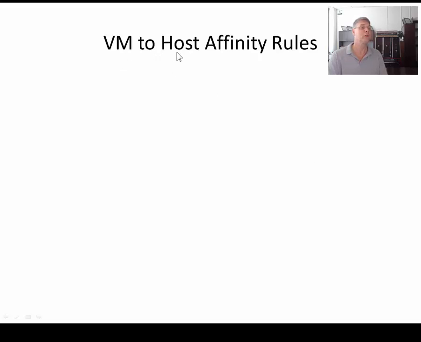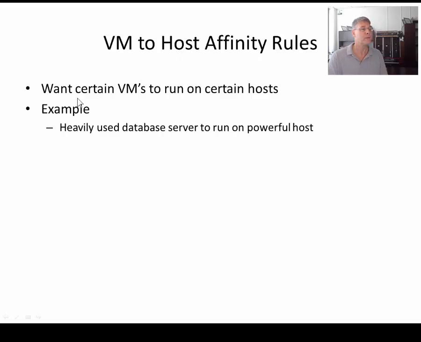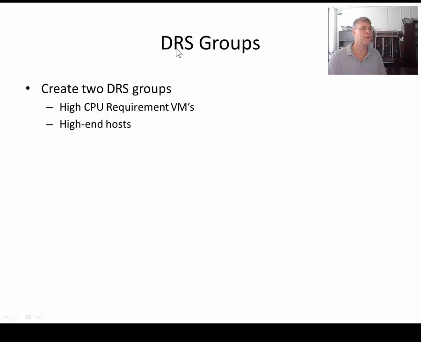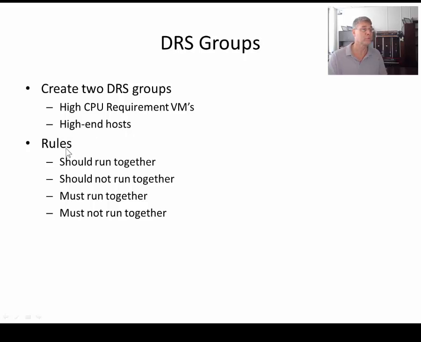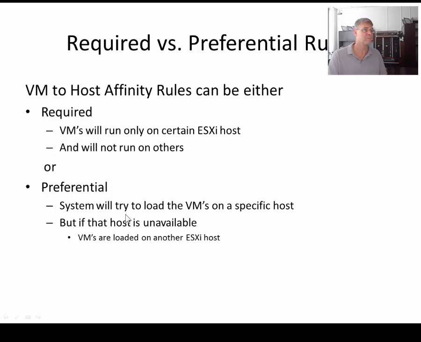Now let's look at VM to host affinity rules. This is where we want to keep certain virtual machines on certain ESXi hosts, and the example would be we have a heavily used database server virtual machine, and we only want it to run on powerful ESXi hosts. To do this, we have to create DRS groups. So we will create two DRS groups. The first group will contain virtual machines that have high CPU requirements, and the second group will contain high-end ESXi hosts. And the rules will be that they should run together, or they should not run together, or they must run together, or they must not run together.